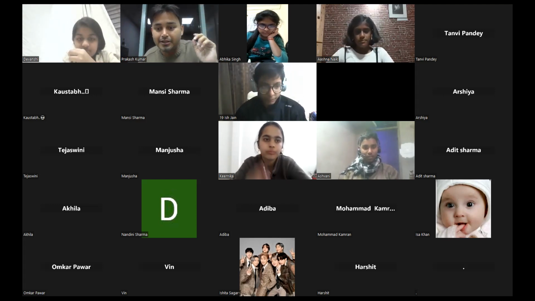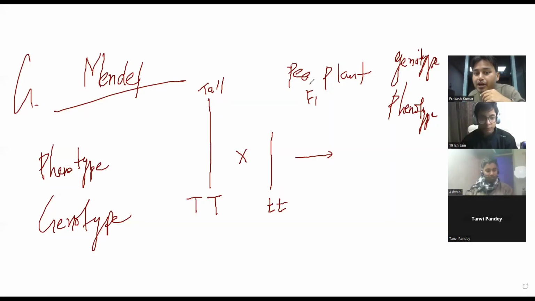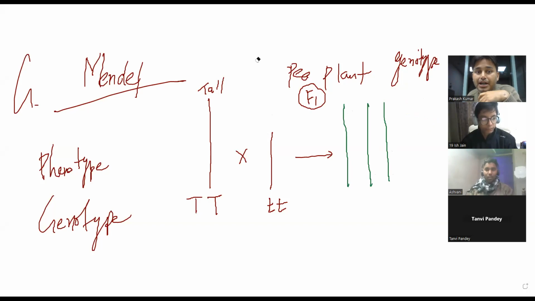So what I'm trying to say, if it is written F1, it is the first generation. Mendel took tall, took short, they have crossed, and what they have found is that all of them are tall. What have they found? All are tall. But they seem to be tall. It appears that they are tall. They are all tall. So this is their phenotype.